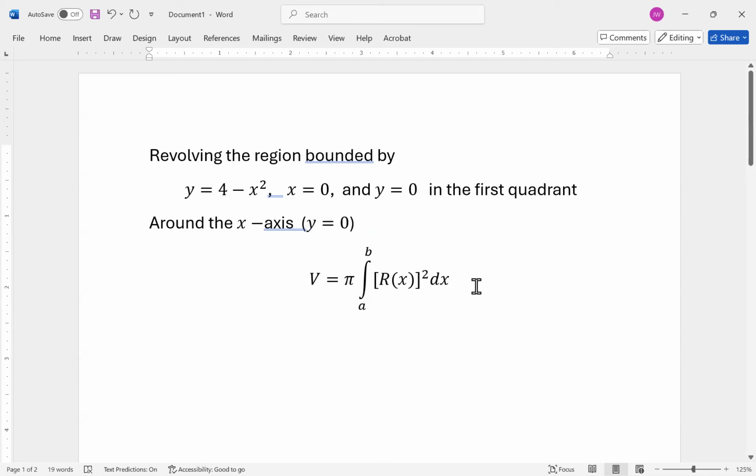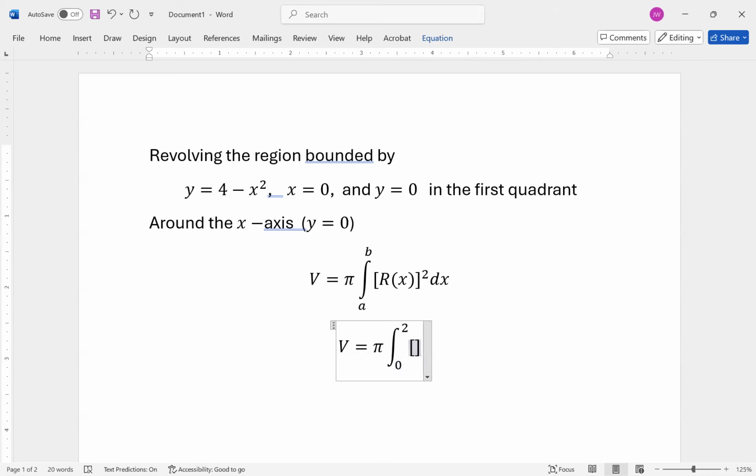Therefore, I'm using this formula. So the volume of my object is going to be pi times the integration from A to B. Now, what's A and what's B in this case? Well, A and B are the bounds on the x values. So A here is 0 and B here is 2.